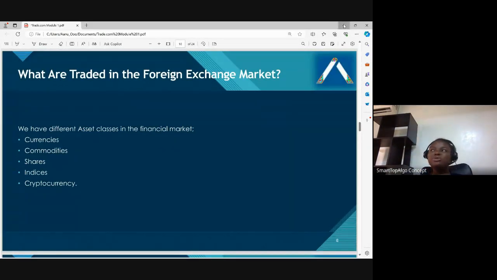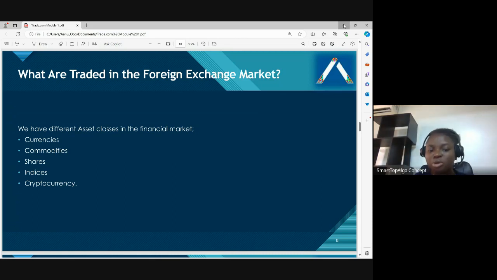Now, let's look at what exactly can be traded in the financial markets. Now that I have been mentioning currency doesn't mean that it is only currency that can be traded. There are different asset classes that can be traded. Currencies is one of them, and forex falls under currency. But it doesn't mean it is only currencies that we can trade. Currency is just one asset class.